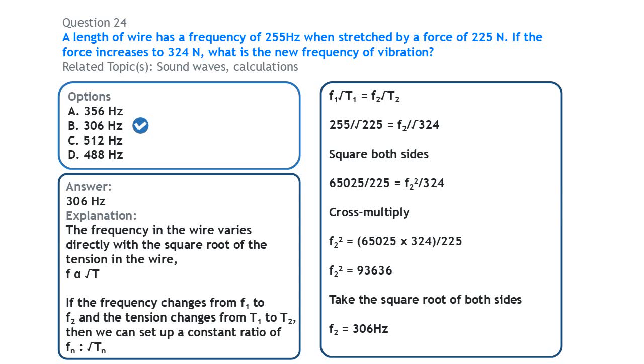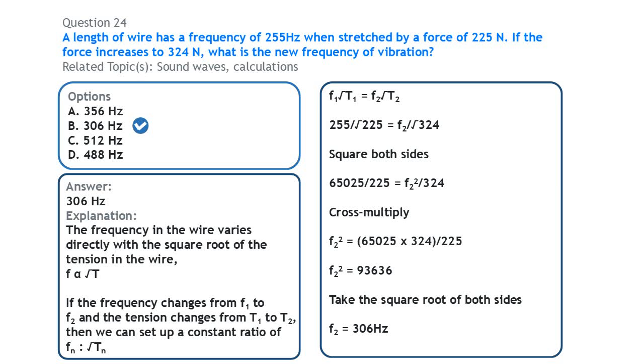So from here we can now cross multiply this 324. That is, here we have 65025 over 225 is equal to f2 squared over 324. We can use the denominator here to multiply the numerator here. So you are going to have 65,025 times 324 divided by 225, and that is giving us 93,636. That is f2 squared.